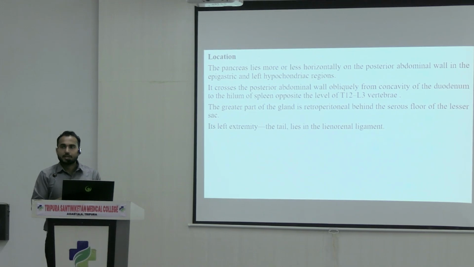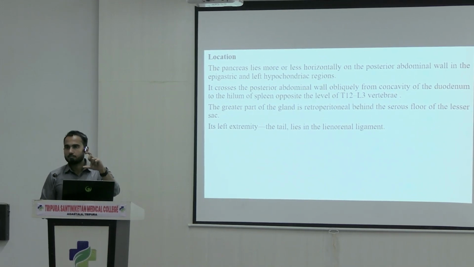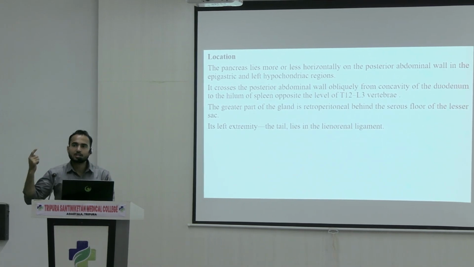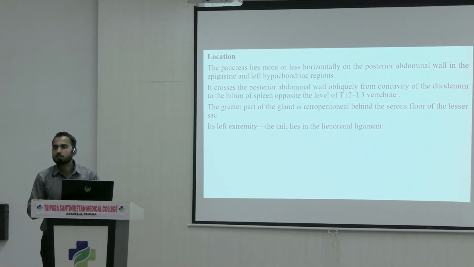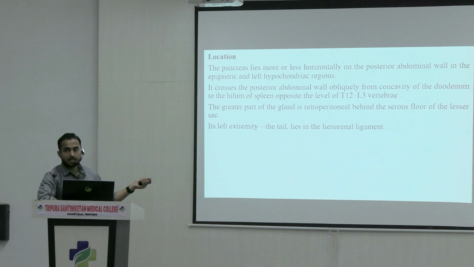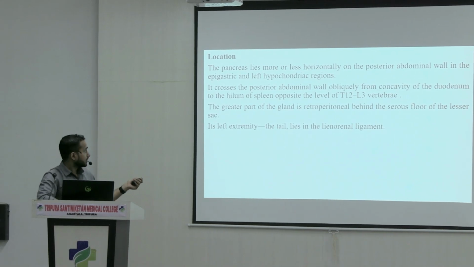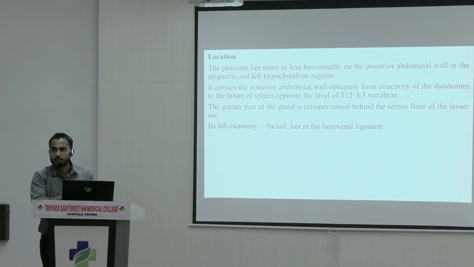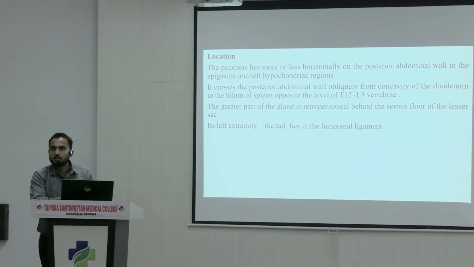That means the concavity of the duodenum is where the head of the pancreas is present. From here it extends horizontally and goes toward the left side, up to the hilum of the spleen. I know you have studied the spleen. So that is the horizontal extent of the pancreas, at the T12 to L3 vertebral level. Now the greater part is retroperitoneal, that means most of the pancreas is situated behind the peritoneum.